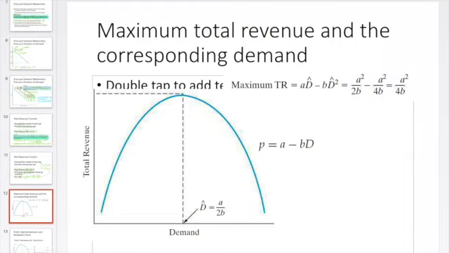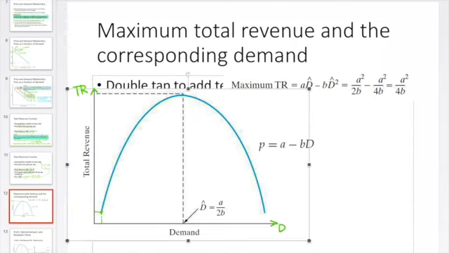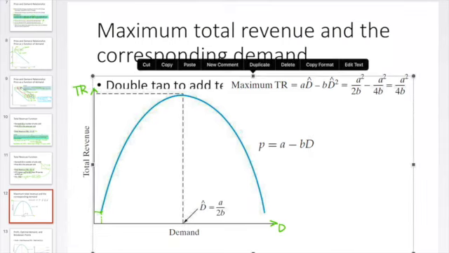That's the line describing the relationship between demand and total revenue. So it tells you what? It tells you at the beginning, if your demand is really small, your total revenue is also very small. Maybe your demand is 5 and your total revenue is maybe just like 50.